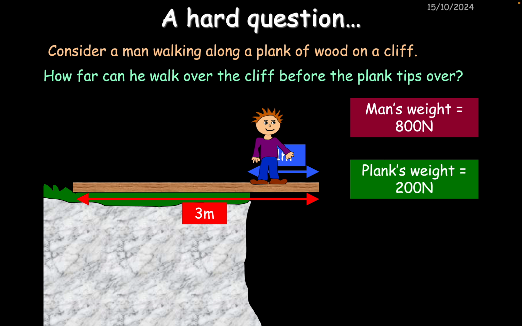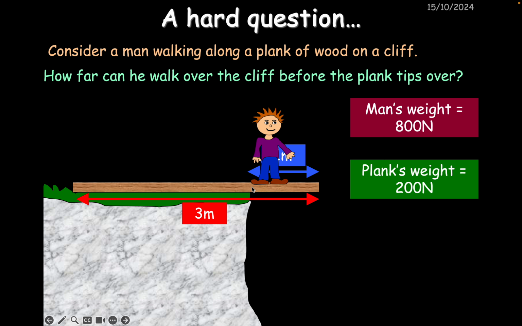But if the man foolishly walks over there, how far in centimeters can he go beyond the edge of the cliff before he topples the whole thing? So now if he's at this distance, his weight is 800 here through the center of his body, or his center of gravity, or the center of his mass. So 800 newtons here. Unknown distance there, let's call it d. So 800 times d here.